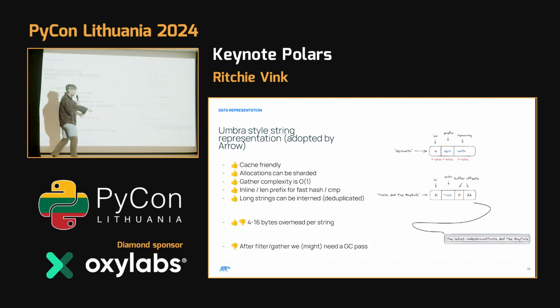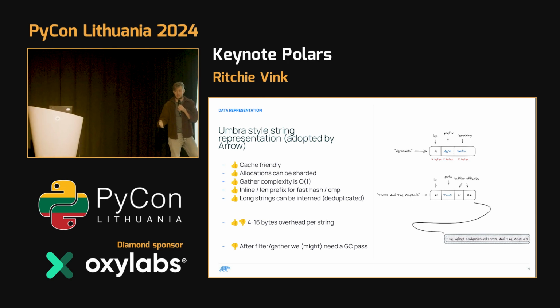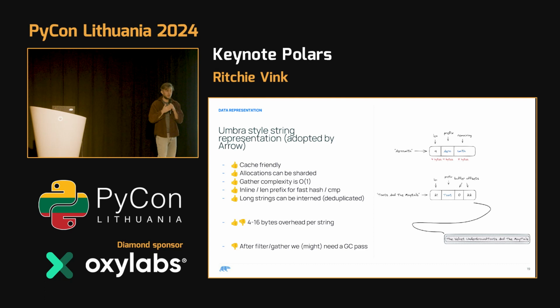Actually, this inlining of the length and the prefix allows for very cool optimizations. You can do a lot of fast comparisons and cheap hashes. You can have a dirty hash which doesn't have to take another cache hit to get to the string. You have a little bit more overhead per string. It can be better or worse, but it's acceptable. And the downside is if we do a filter or a gather, we might need to do a garbage collection pass. But after all, it's still worth it.